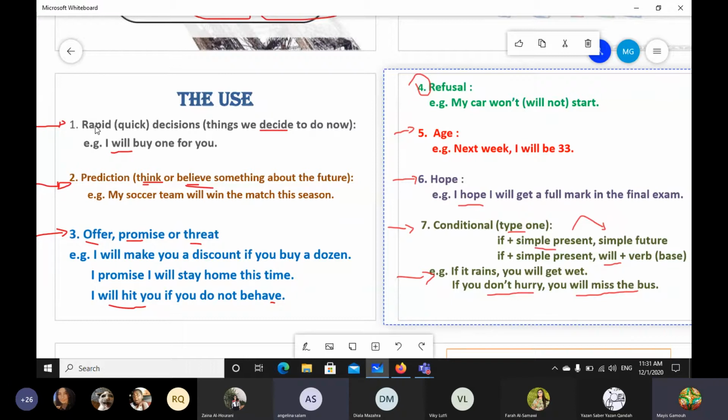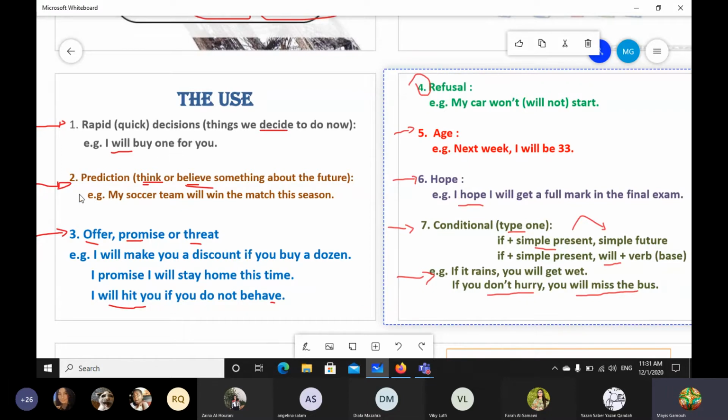Thank you, dear. So the first use for will is a rapid decision or a quick decision. I am thinking about something right now, and I am taking the decision for this moment. So here it is called rapid or quick decisions, things we decide to do at this moment, such as I am in a store and I want to buy something for someone, so I will tell him that I will buy one for you. This was a rapid or quick decision that I made.